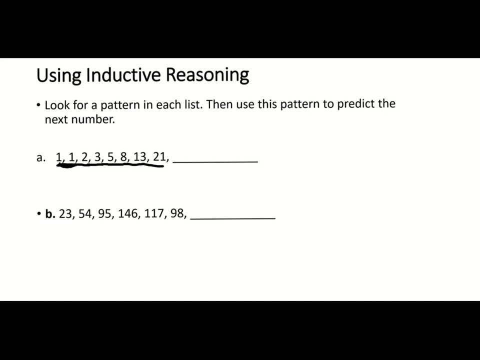So like 1 plus 1 will give me 2. 1 plus 2 will give me 3. 2 plus 3 gives me 5. 3 plus 5 will give me 8. 5 plus 8 is 13. 8 plus 13 is 21. So that means to get the next number, I'm going to add 13 plus 21. So I am going to end up with 34 as my next number.